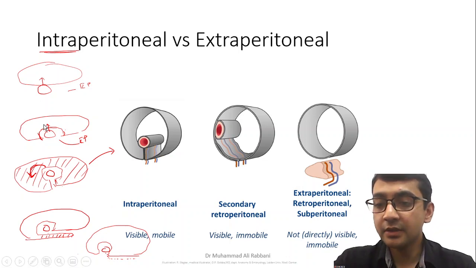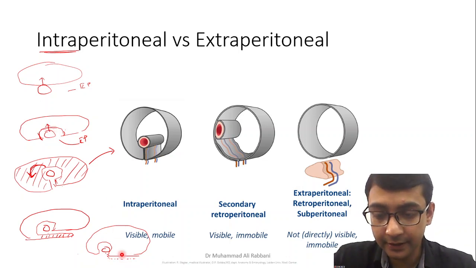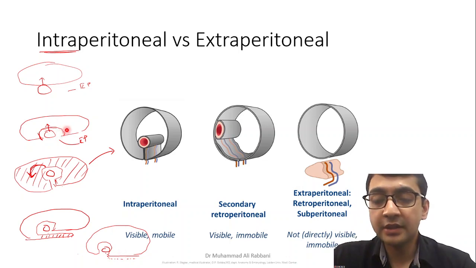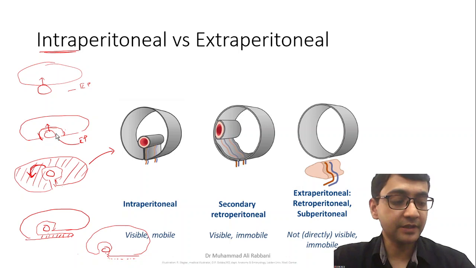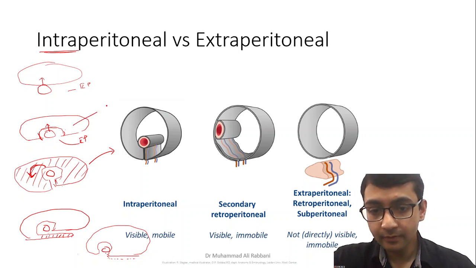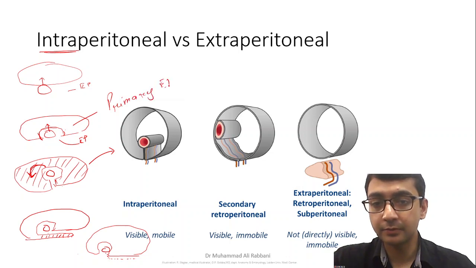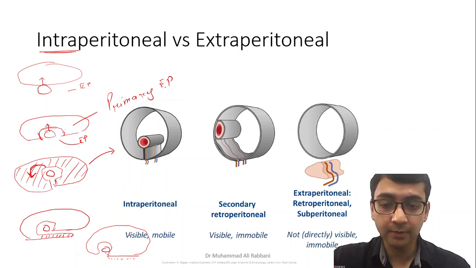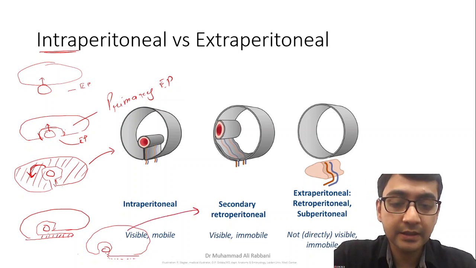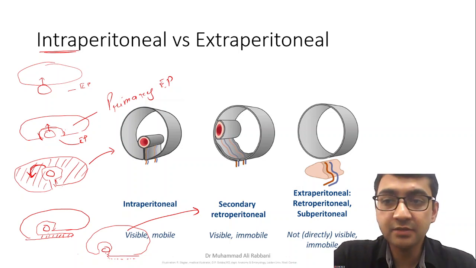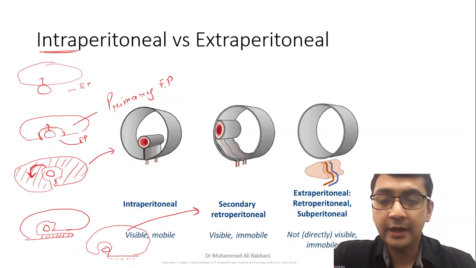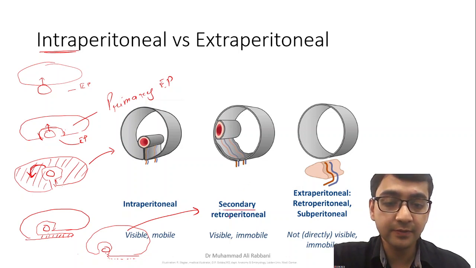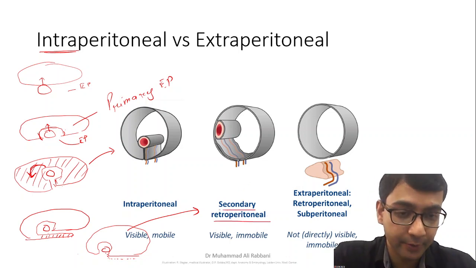So what's the difference between the retroperitoneal or extraperitoneal shown here and here? This was never an intraperitoneal organ, it was originally placed here. So this is known as a primarily retroperitoneal, extraperitoneal organ. But this particular organ was actually once an intraperitoneal organ, but it later became extraperitoneal, so it is known as a secondarily retroperitoneal organ. So this is the difference between intraperitoneal and extraperitoneal, and after intra and extraperitoneal we discuss the difference between the primarily retroperitoneal and secondarily retroperitoneal.